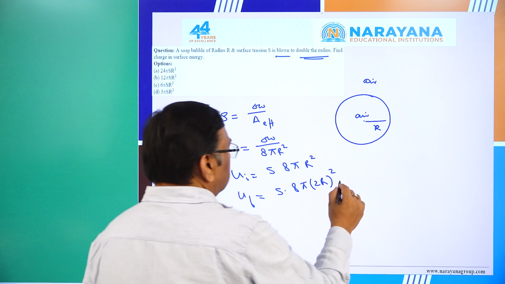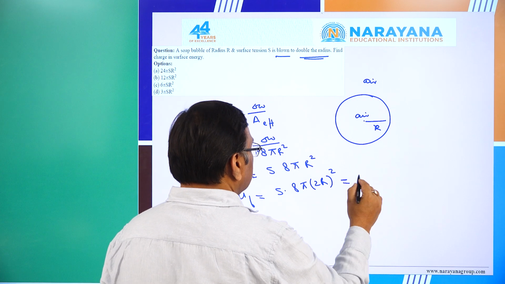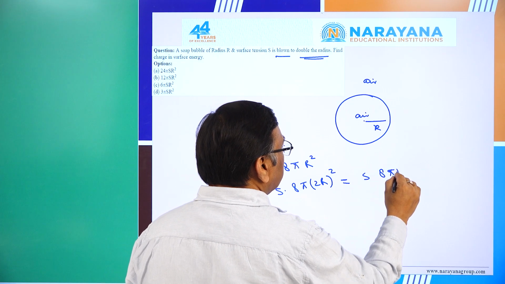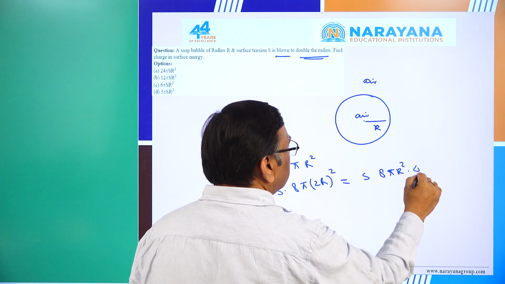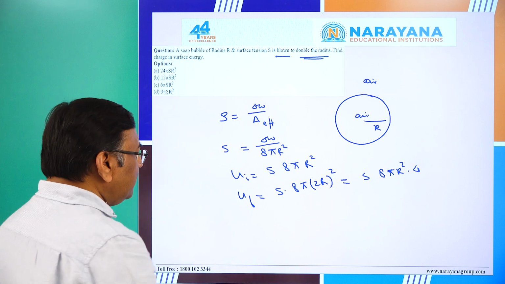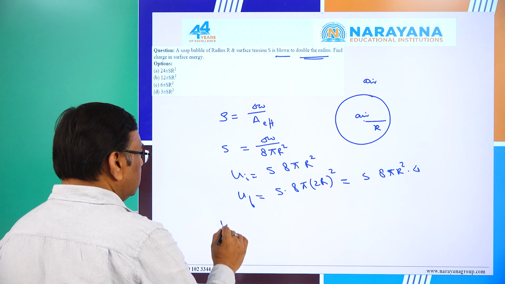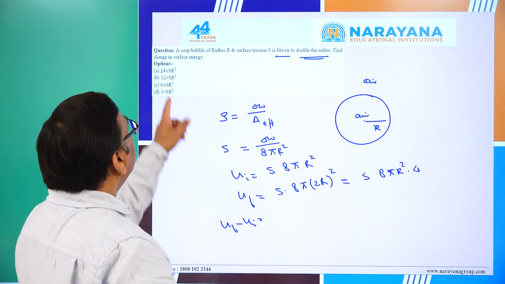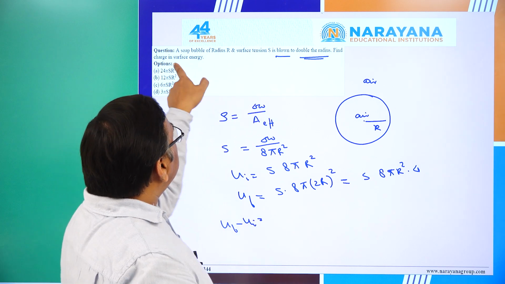What are you going to get now? Obviously it is S into 8 pi r square. Let us take it out common: S into 8 pi r square into 4 here. The difference of this energy is simply nothing but the change in its energy. That is what we are asking here. How much change in the surface energy you have to write?